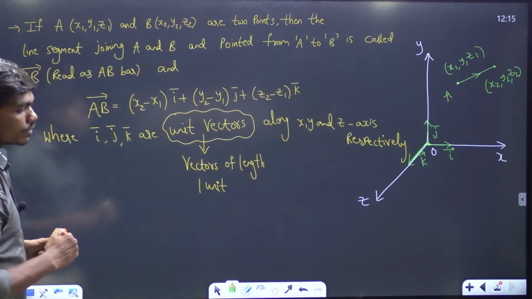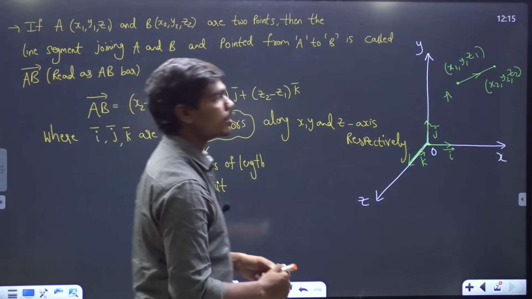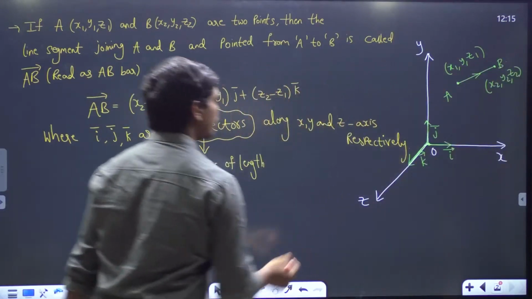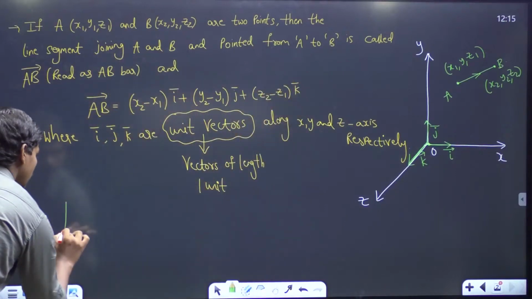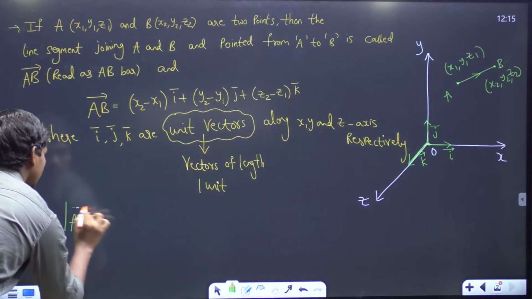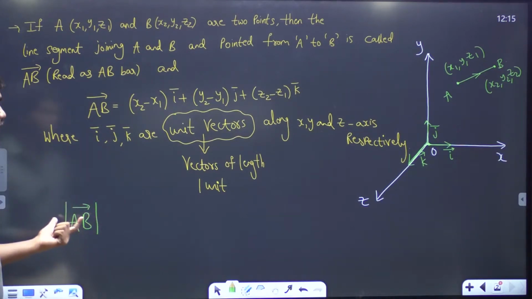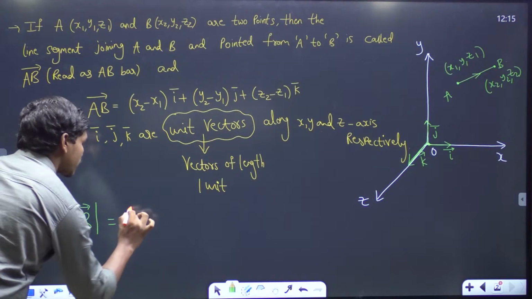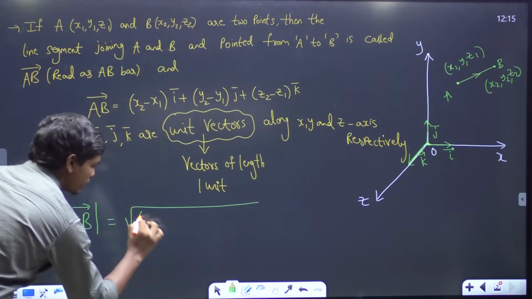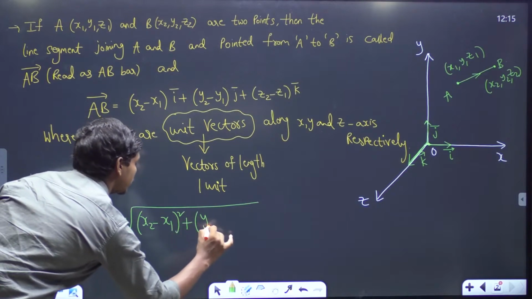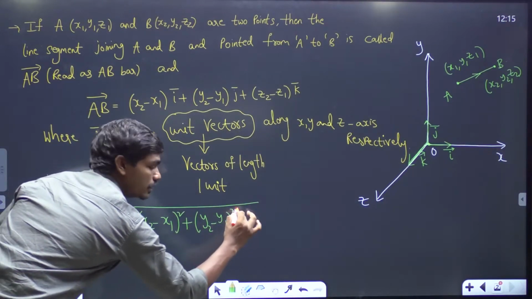Okay, so if those are the 2 points, then the length of the segment AB, the magnitude, is denoted by the modulus symbol along with the vector notation. So the magnitude of this vector AB is equal to the square root of (x2 minus x1) square plus (y2 minus y1) square plus (z2 minus z1) square.